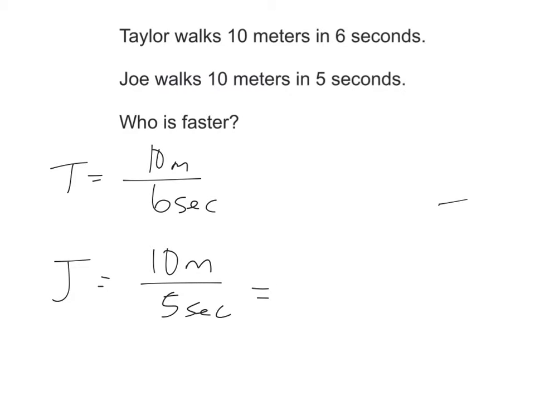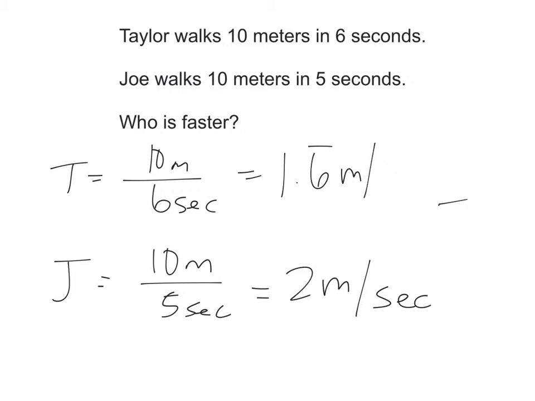Joe's real easy to do. He's 2 meters per second. All right. Taylor's is a little bit more complicated. You need to do 10 divided by 6 in a calculator, and you're going to end up getting 1.6 repeating meters per second. So this was tricking a lot of people. Who's faster? Joe is faster.